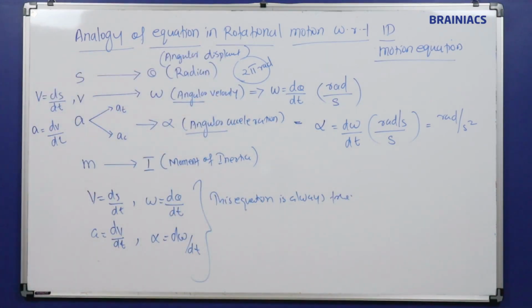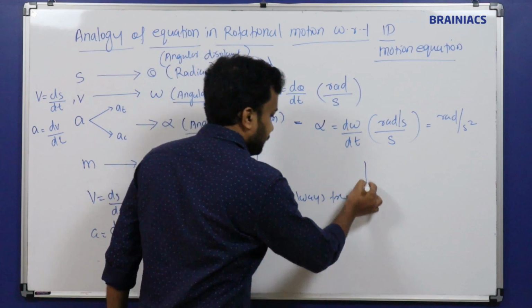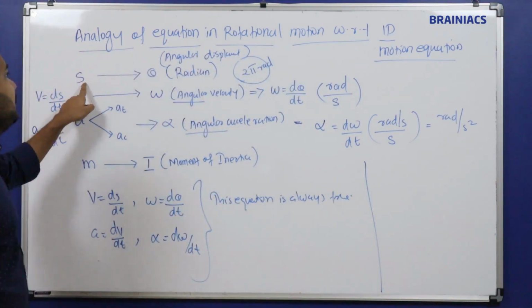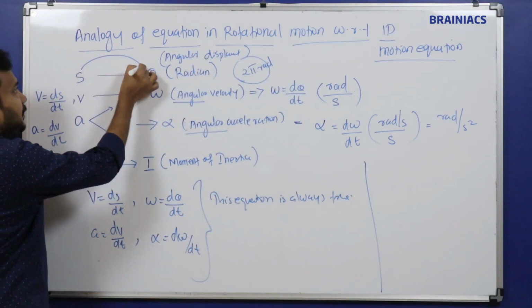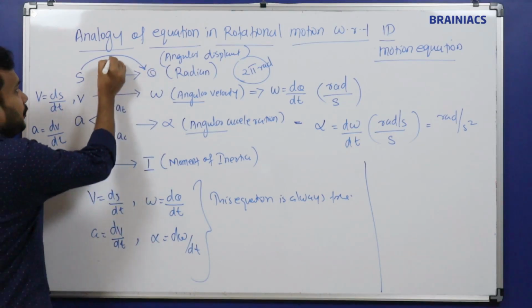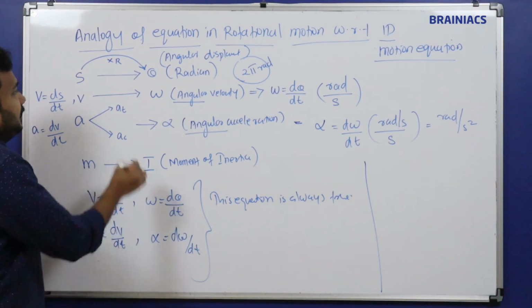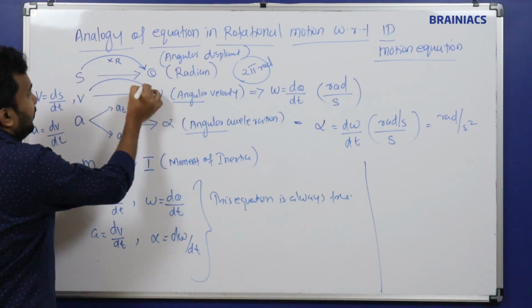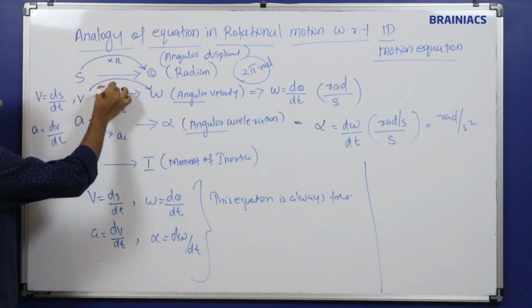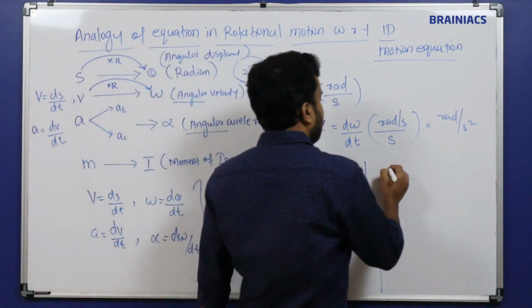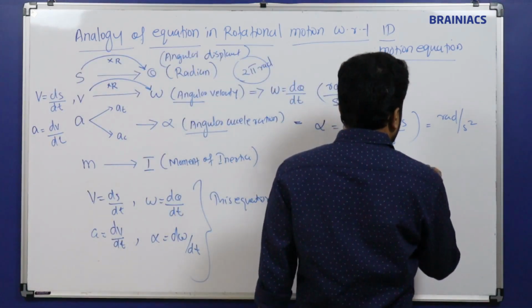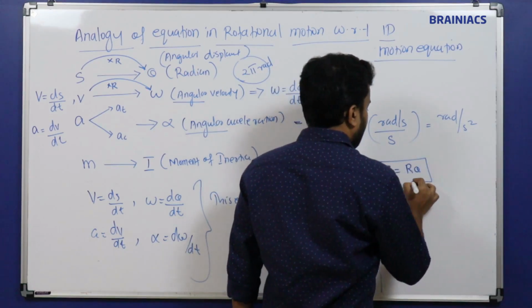So this equation we will use wherever we require it. Another set of equations I have to tell you. The relation of s with theta: s is connected with angle theta, so you have to multiply it with r. If you want to connect velocity with omega, you have to multiply it with r. So we'll write two formulas. s will be equal to r theta. s is equal to r theta.